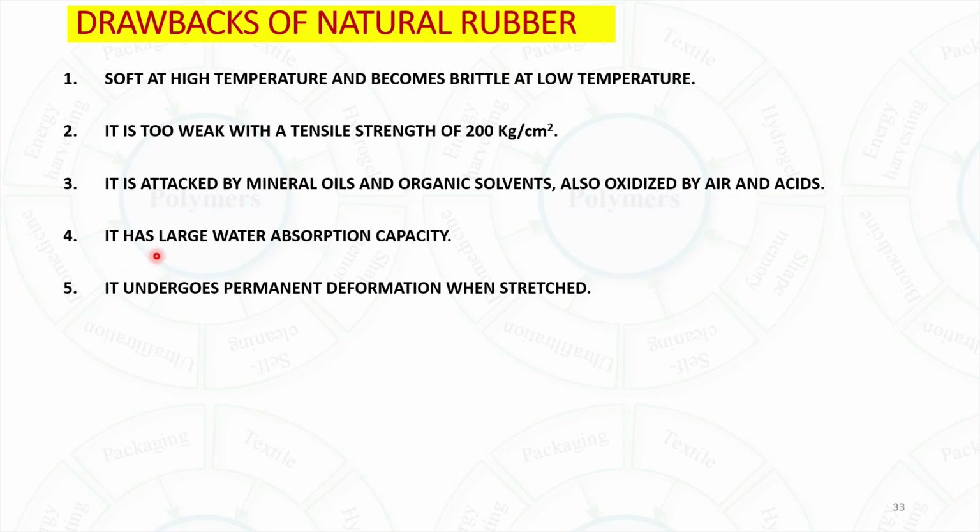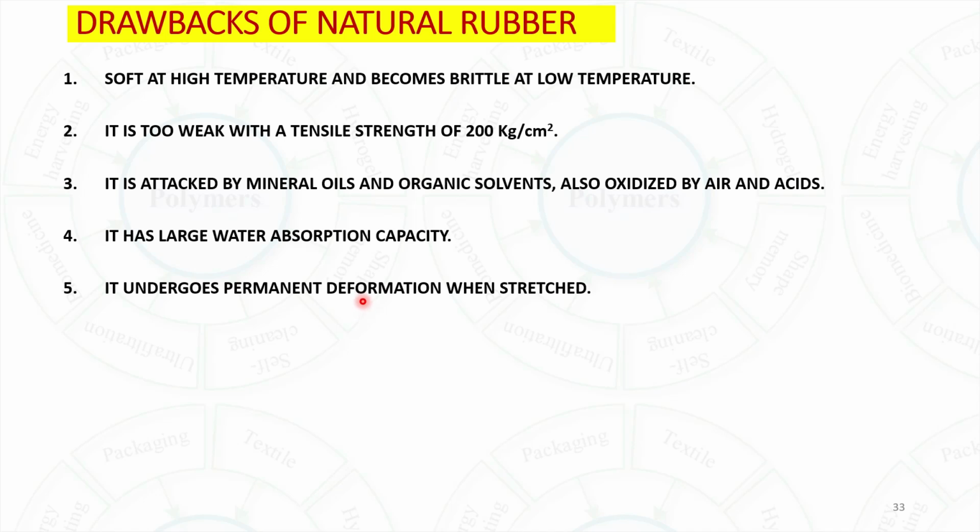Number 4, it has a large water absorption capacity. Addition of water to the double bond, you have seen this reaction in your class 11th as well. So due to the presence of the double bond, it can absorb water. Once it absorbs the water, it may dissolve in the water as well. Number 5, it undergoes permanent deformation when stretched. That means the stretching property. See, what are the elastomers of the rubbers?